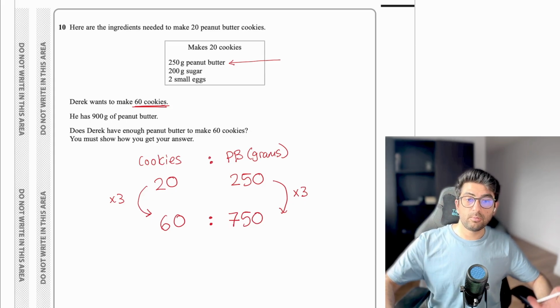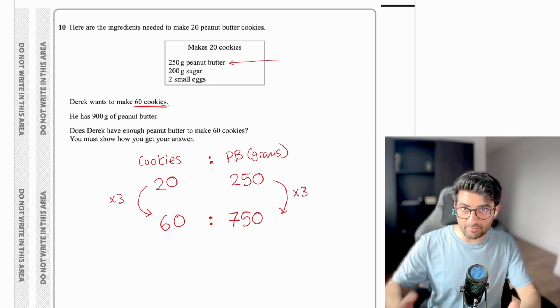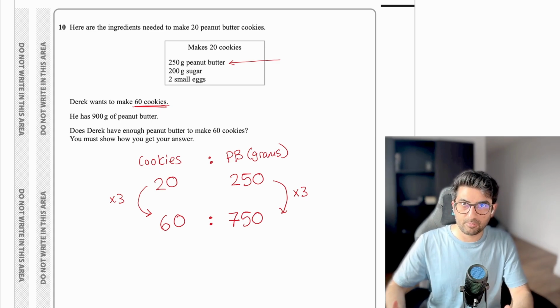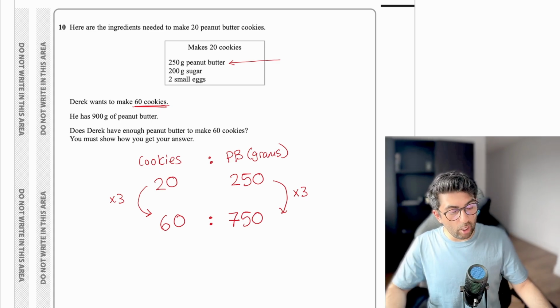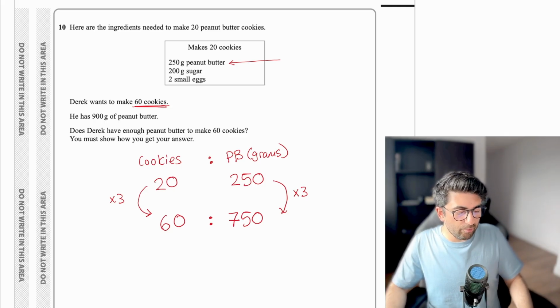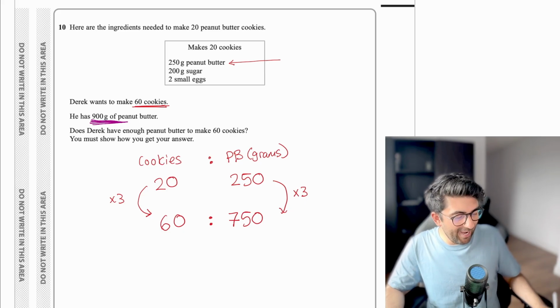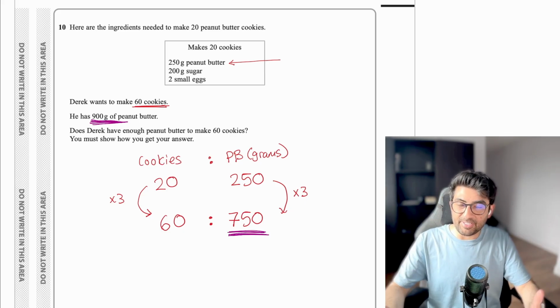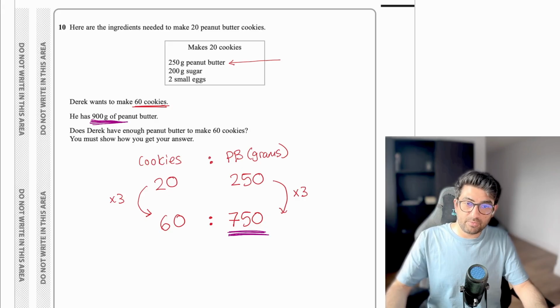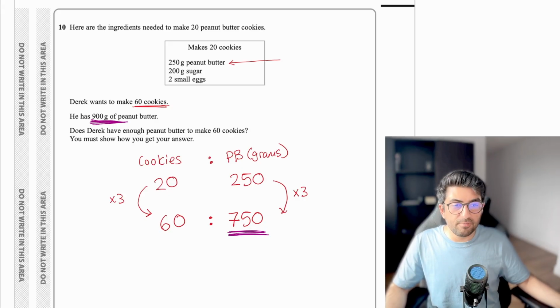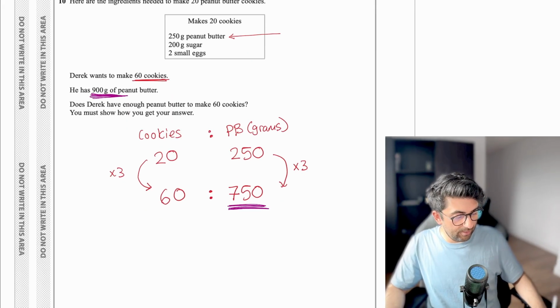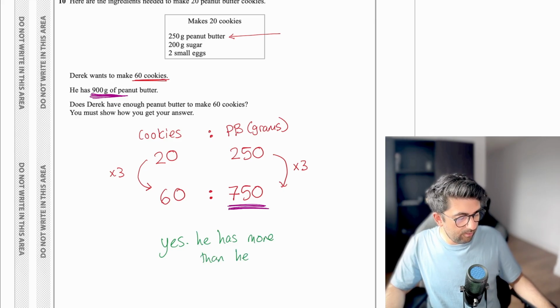So we know that Derek needs to weigh 750 grams of peanut butter. So he goes to his jar. His jar has 900 grams. So his jar of peanut butter's got 900 grams in it. Can he take 750 from there? Yes, he can. He's got a lot more than he needs. So does he have enough peanut butter? Yes. He has more than he needs.